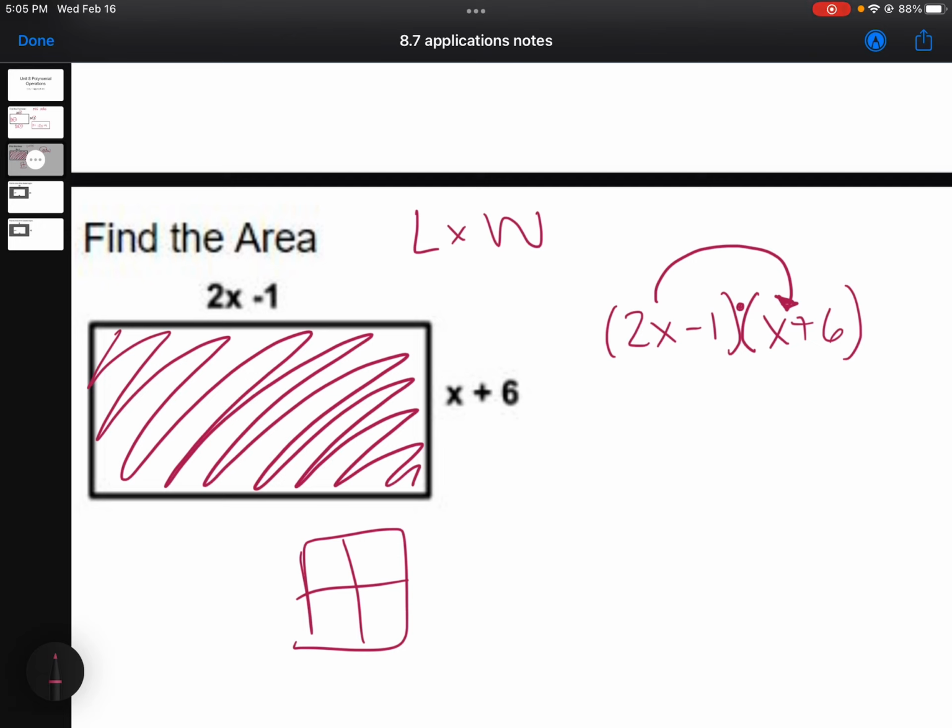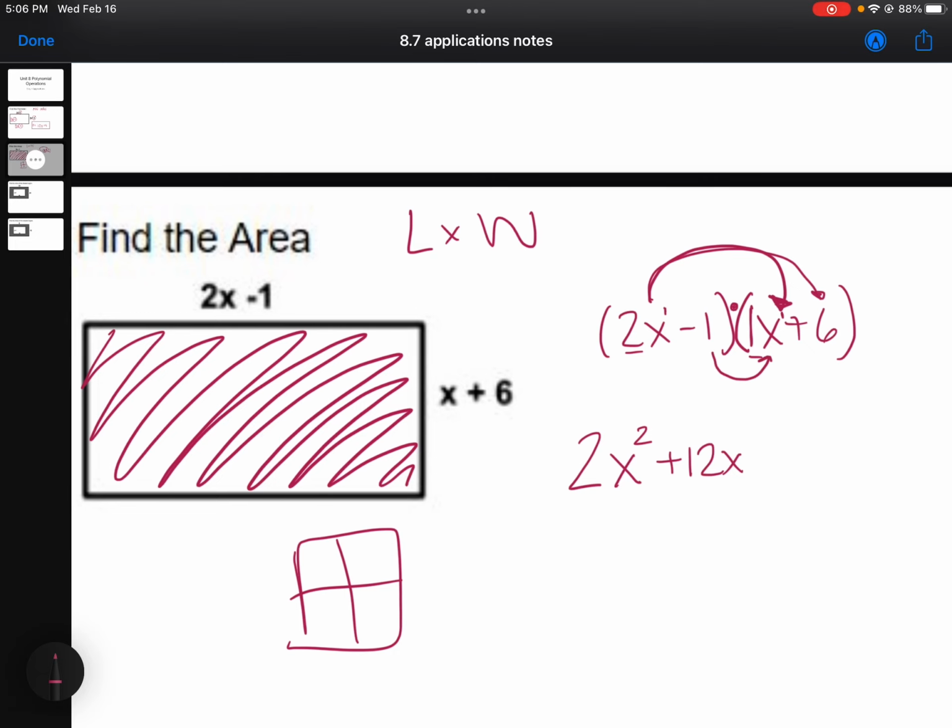2x times x, remember, these powers are both 1. So 2 times 1 is 2. X to the power of 1 plus 1 is 2. 2x times 6, that's 12x. Now let's distribute the negative 1. Negative 1 times 1x is negative 1x. Negative 1 times 6, negative 6.